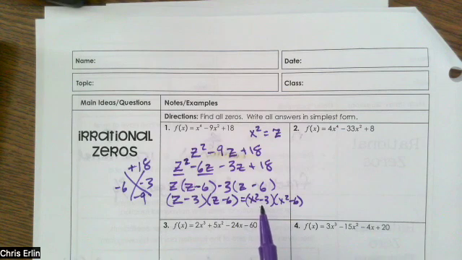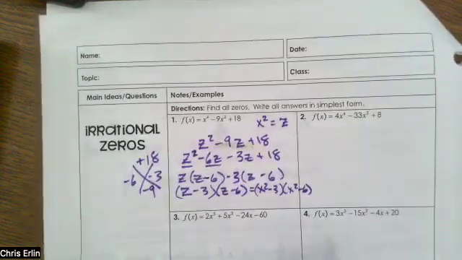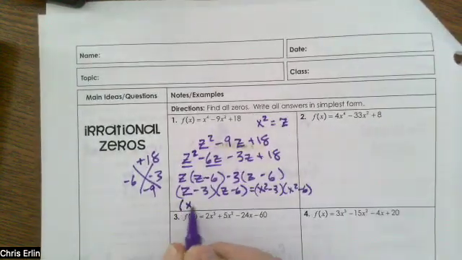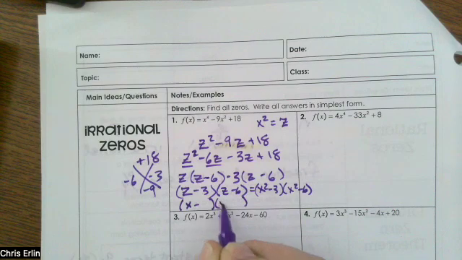Because the 3 is not a perfect square. Or is it? If this had been a 4, x squared minus 4, then you would call this x plus 2, x minus 2, right? If this was x squared minus 9, you'd call it x plus 3, x minus 3. I can still treat this as a difference of squares. It's x minus what and x plus what?